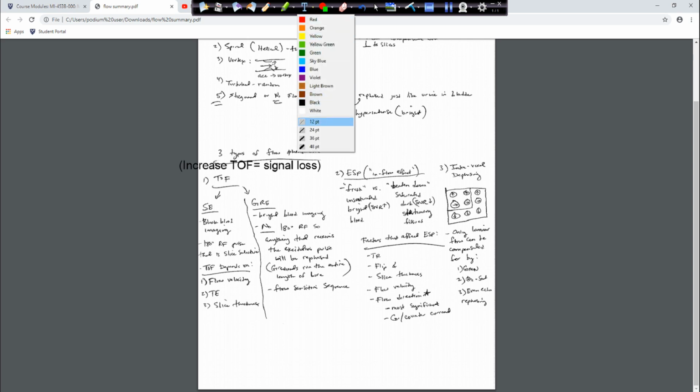So as our flow velocity got fast, what do you think happened to our time of flight effects? Remember, time of flight, if you increase your time of flight effects, you get a signal loss. So if you have really fast blood flow in a spin echo, what do you think happens to the signal within the vessel? It decreases, which increases our time of flight effect. So increased time of flight means a loss of signal.